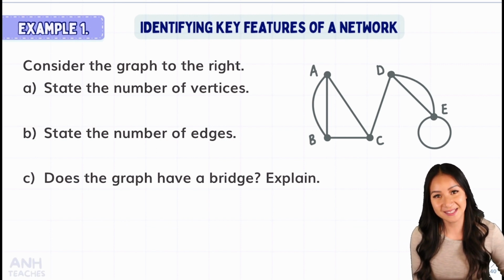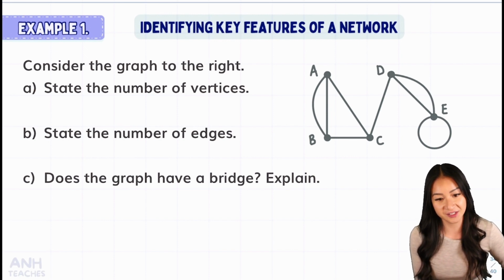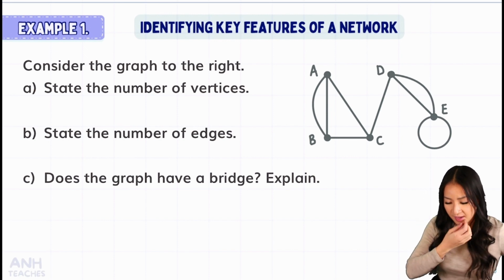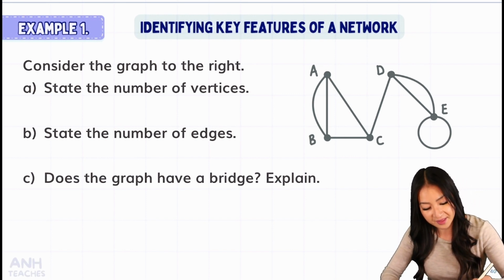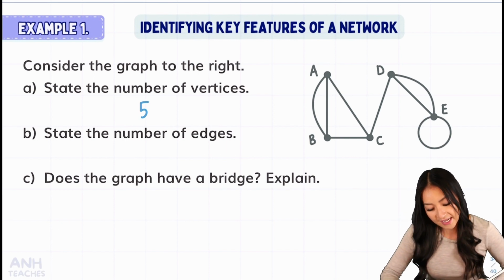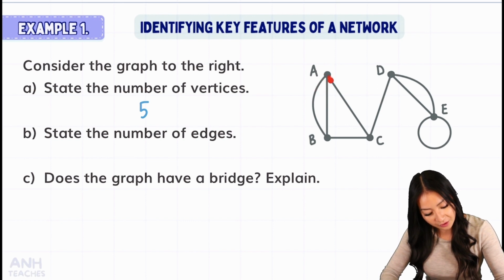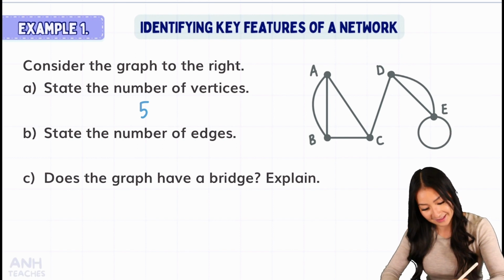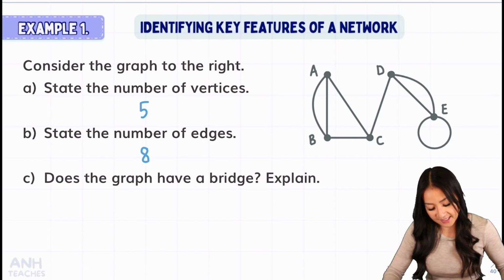Okay, we're going to look at some examples now. In this first question, we're just identifying key features of this network here. The question says, consider the graph to the right, state the number of vertices. Well, let's just count them up. 1, 2, 3, 4, 5. So this graph has 5 vertices. State the number of edges. Again, we'll just count them up. So 1, 2, 3, 4, 5, 6, 7, 8 edges. So this graph has 5 vertices, 8 edges.